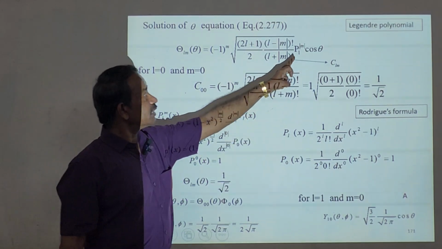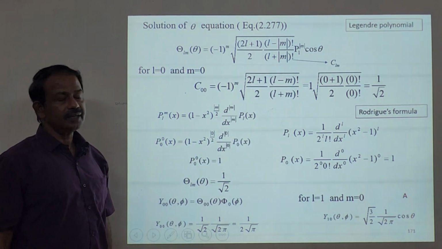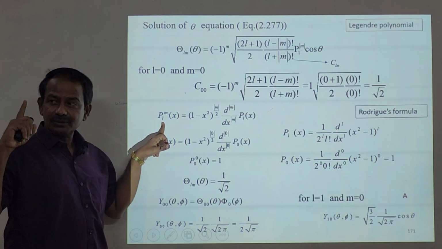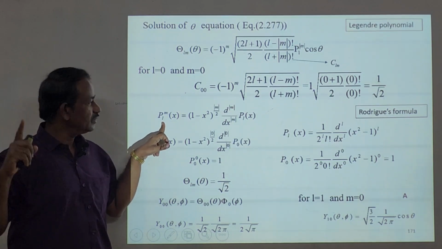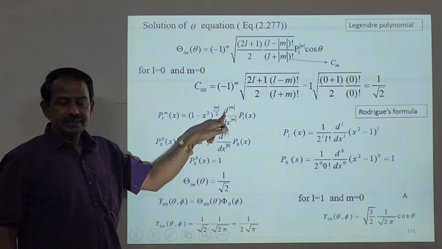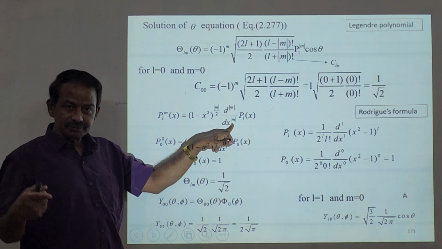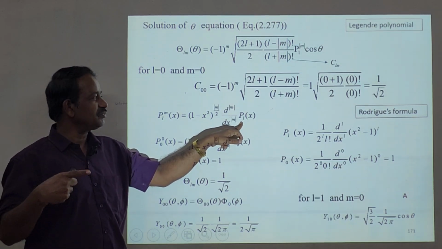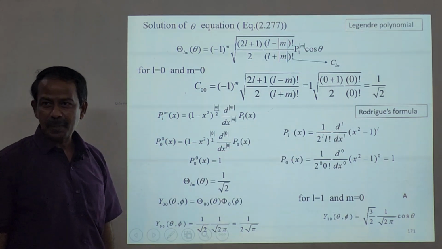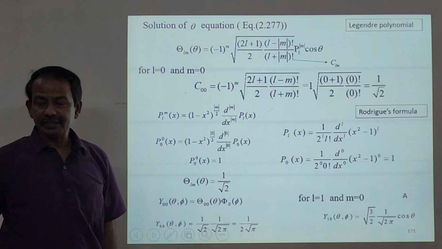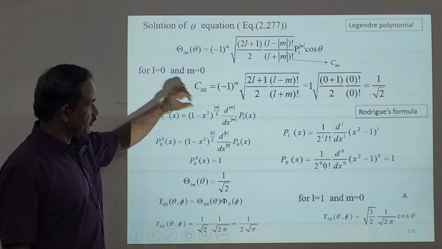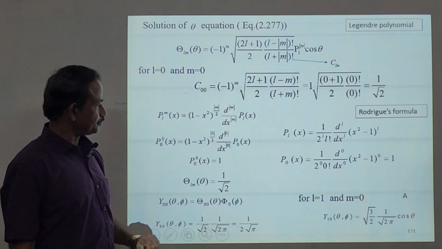Okay. Now we have to calculate this part, P_L^|m| of cos theta. We can consider cos theta as x according to the Legendre polynomial. So (1 minus x squared) to the power |m| by 2 multiplied by d to the power m divided by dx to the power m of P_L of x, which you have already studied in mathematical physics. This P_L of x can be calculated using the Rodrigues formula. Now we will calculate this, first this part alone.